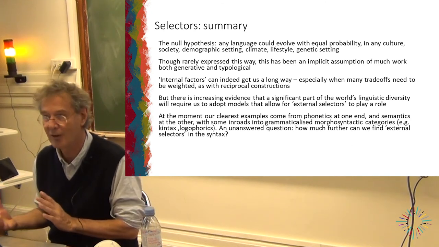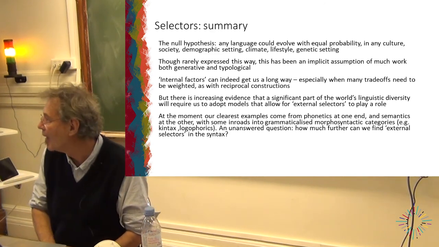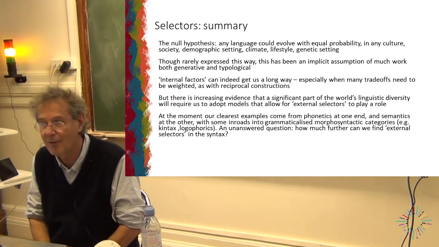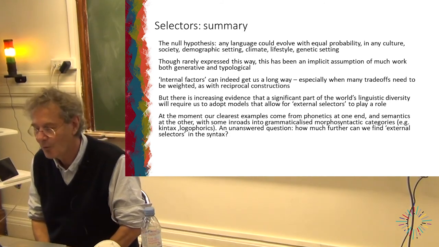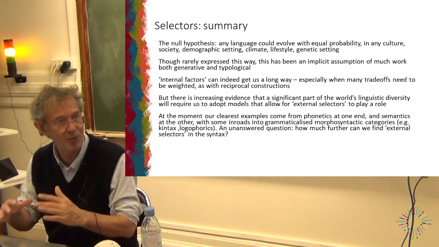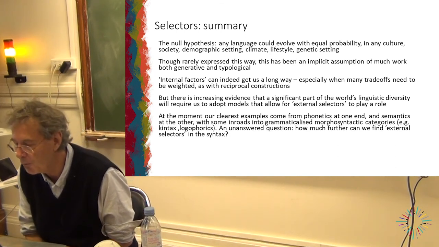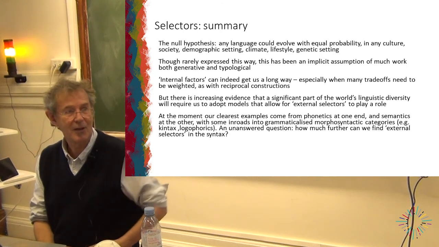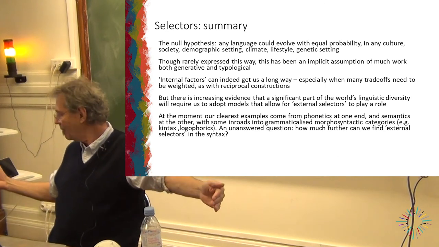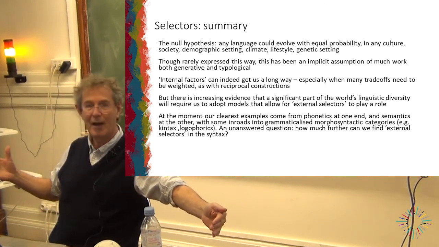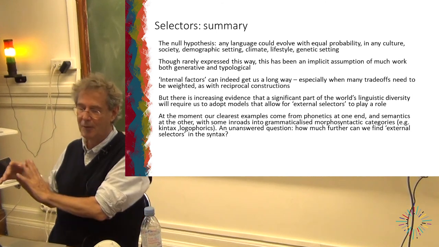I'm not saying that any of them are perfect examples, because I think it's like any field, when people are just venturing out into new territory, there's lots of methodological shortcomings, and we need to return to those. Some will probably fall by the wayside when subjected to greater scrutiny, but I think there's an interesting upswell of studies of this type that allow for external selectors to play a role. At the moment, our clearest examples come from phonetics at the one end, and from semantics at the other, and maybe just getting into a few grammatical categories that directly reflect semantics, like logophorics or numerals.